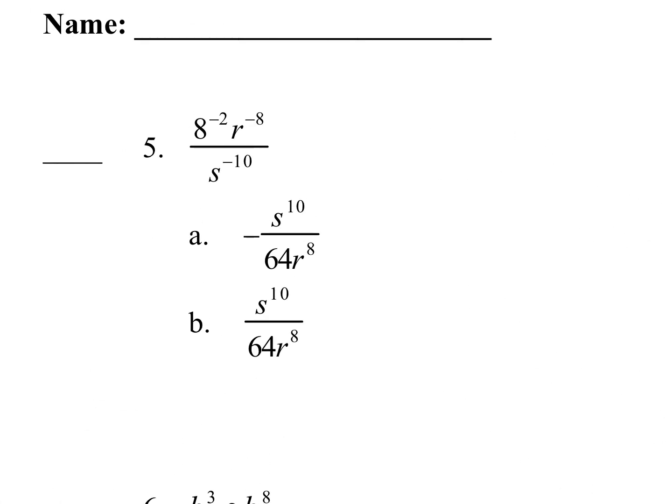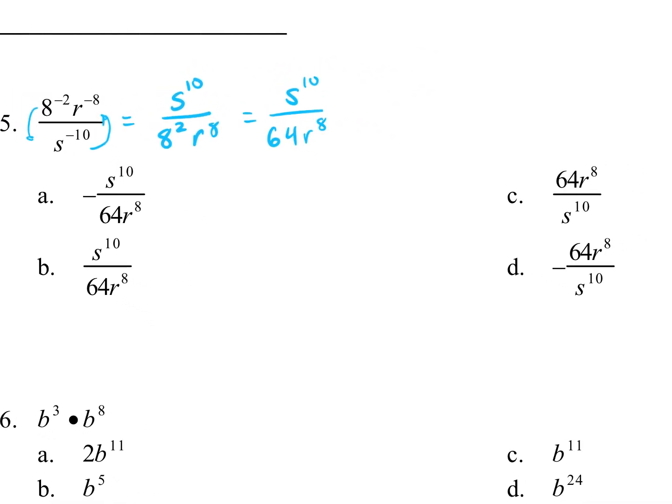All right, let's look at 5. Again, we don't like negative exponents. What do I have to do with the negative exponents? Swap them. If it's on the top, I bring it to the bottom. If it's on the bottom, I bring it to the top and make the exponent positive. So that S to the power of negative 10 is now going to go to the top and become positive 10. 8 to the second power goes on the bottom, and R to the 8th power goes on the bottom. And then what's 8 squared? 64. So this would be 64 times R to the 8th power on the bottom. Which answer choice would that be? B. Perfect.